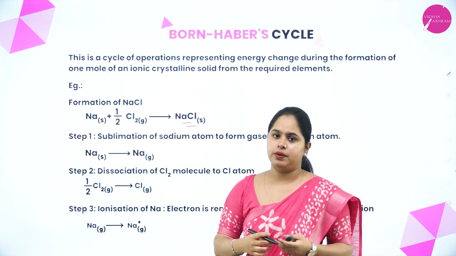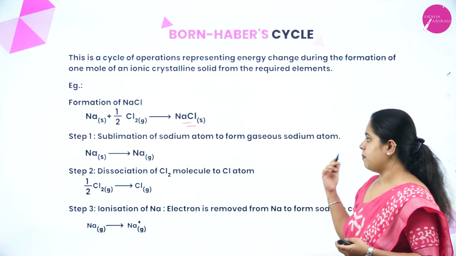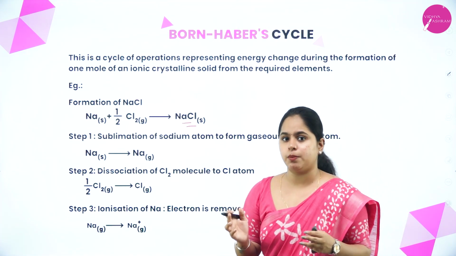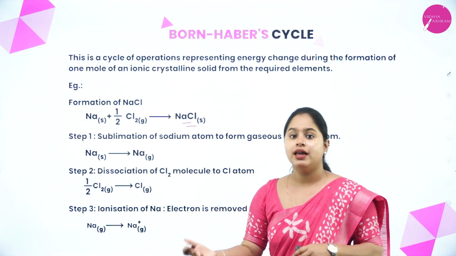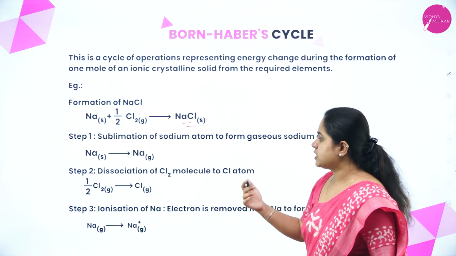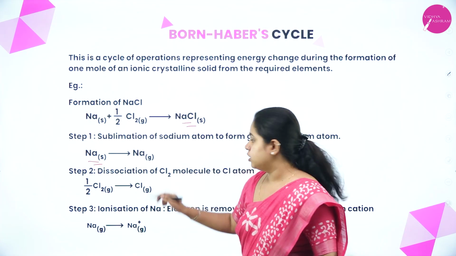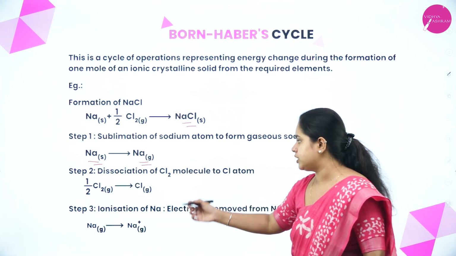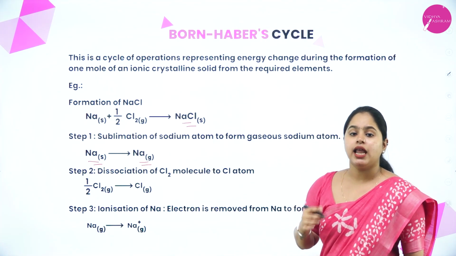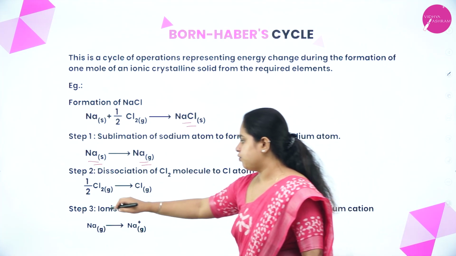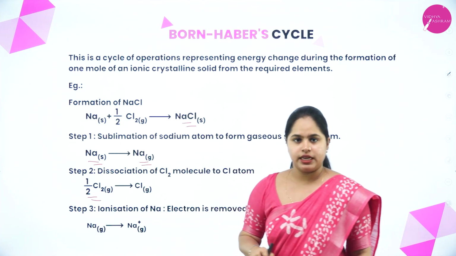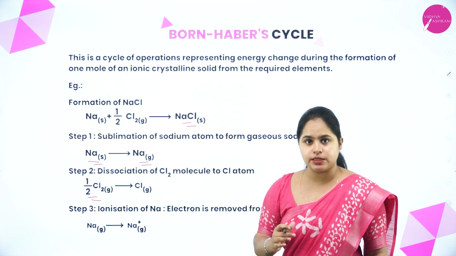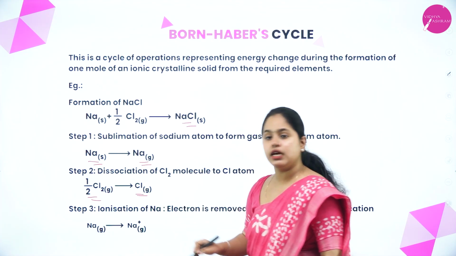So the first step is the sublimation of sodium atom to form gaseous sodium atom, right? Sublimation, we know that. What is the sublimation process? Conversion from solid state to gaseous state directly, right? So the first step is Na solid becoming sodium gaseous state. Next step is dissociation of Cl2 molecule to Cl atom. It was half Cl2 in the beginning, present as chlorine gas. Now we need it in the Cl atom form. So the dissociation is the second step.